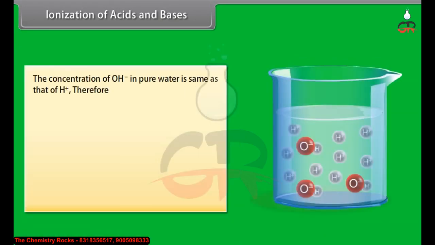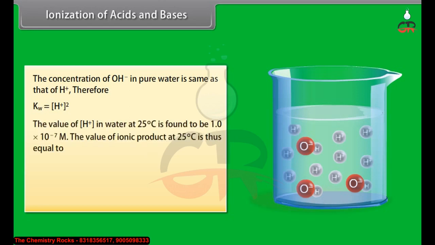The concentration of OH- in pure water is same as that of H+. Therefore, Kw is equal to [H+] square. The value of [H+] in water at 25 degrees Celsius is found to be 1.0 into 10 raised to the power minus 7 M.